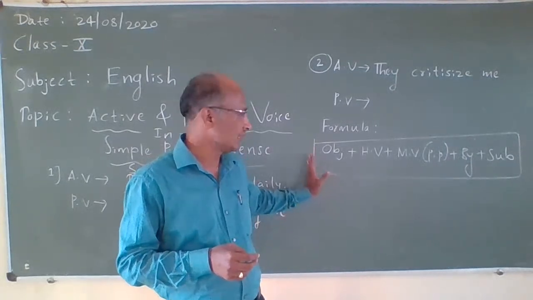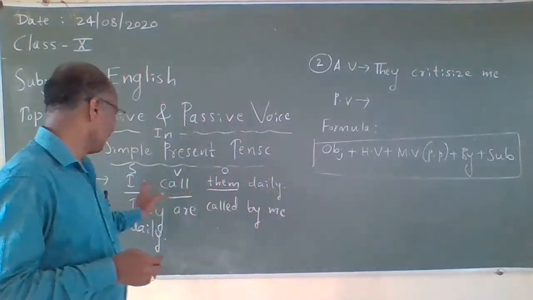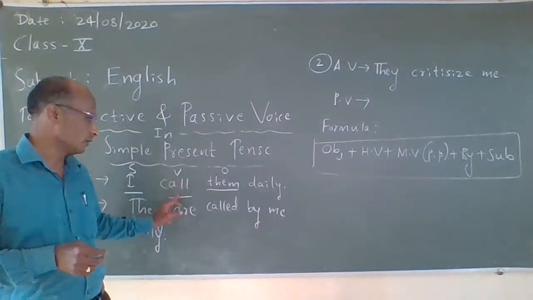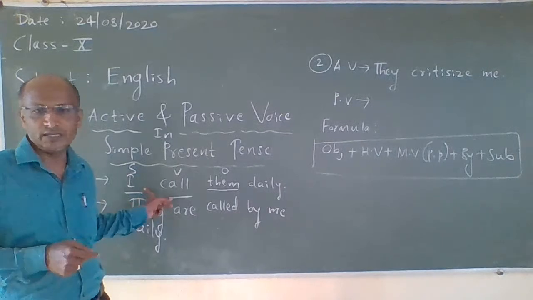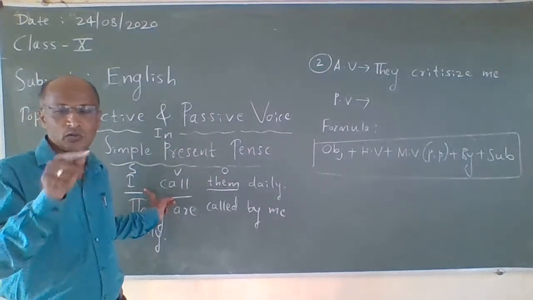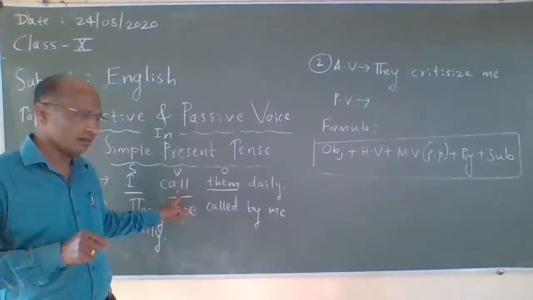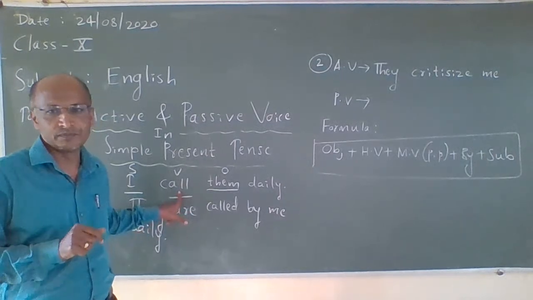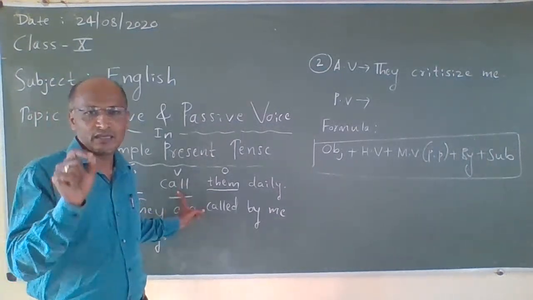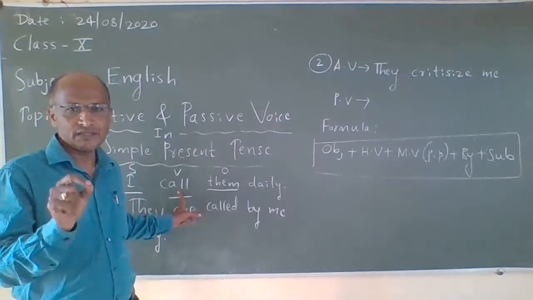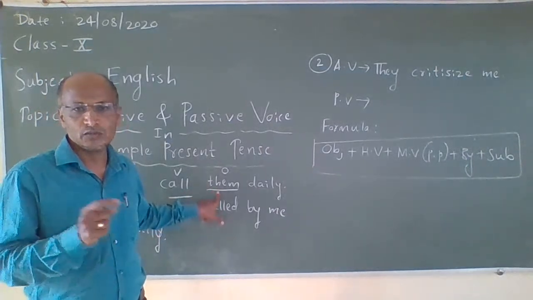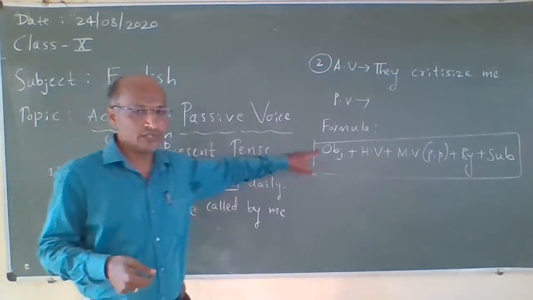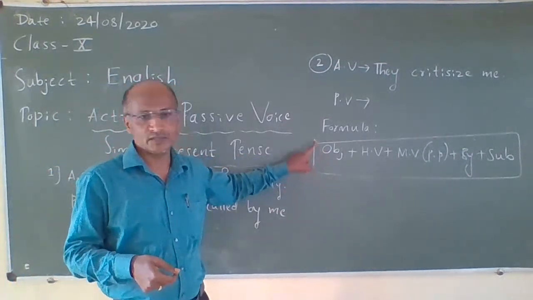Dear students, try to understand. Here, I is the subject, call is the verb, them is the object. I is the subject. I is the doer of the action. Call is the verb, why call is the verb? Call indicates the action. Them is the object. To change from active to passive, according to this formula, we should take the first object.